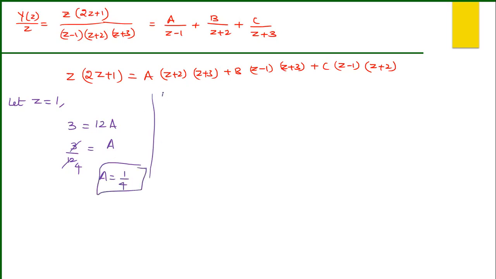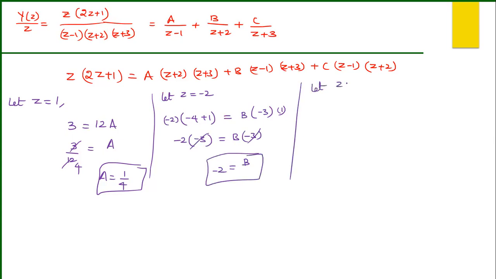Similarly, let z equal minus 2. A cancels, C cancels, B remains. So minus 2 into minus 4 plus 1, that is minus 3, is equal to B into minus 3. Minus 3 cancels. What B value will you get? Minus 2.